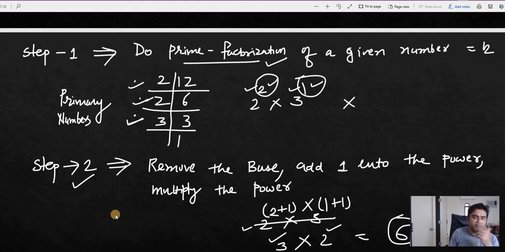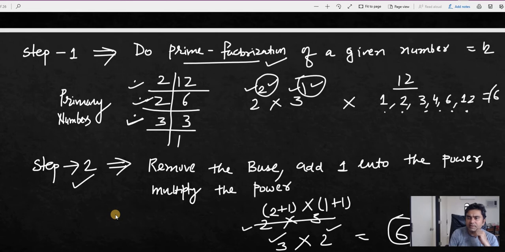And we have already checked that 12 has a total of 6 divisors, because 1 and 12 itself, then 2 yes, 3 yes, 4 yes and 6 yes. So 1, 2, 3, 4, 5 and 6. So with our traditional approach it is 6, and with our formula based approach it is also 6.